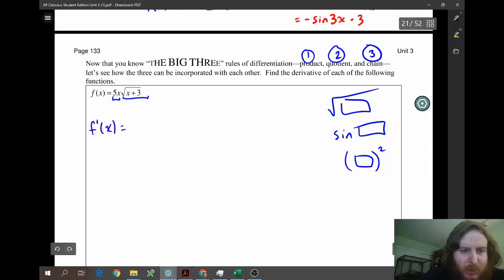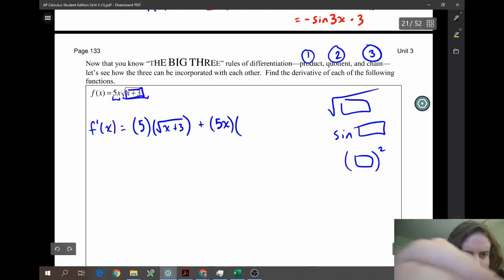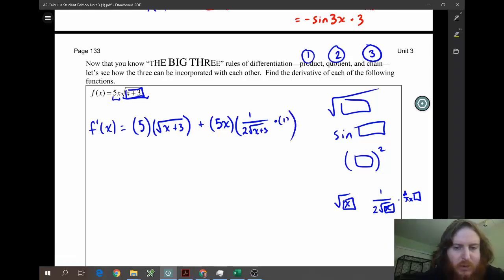So f prime of x equals, now the derivative of the 5x part is 5. Product rule says that we leave the other part alone, so times just the square root of x plus 3. Then plus, now product rule says we leave 5x alone, and we do the derivative of the second part. Now, the derivative of the second part, square root of x plus 3, right? What did we say for square root of x? We said that the derivative will be 1 over 2 square root of x. So if we have a box, the square root of the box will be 1 over 2 square root of the box times the derivative of the box. So I'm going to use that shortcut. So this is 1 over 2 square root of the box, x plus 3, times, now it's just times 1 because the derivative of x plus 3 is 1.